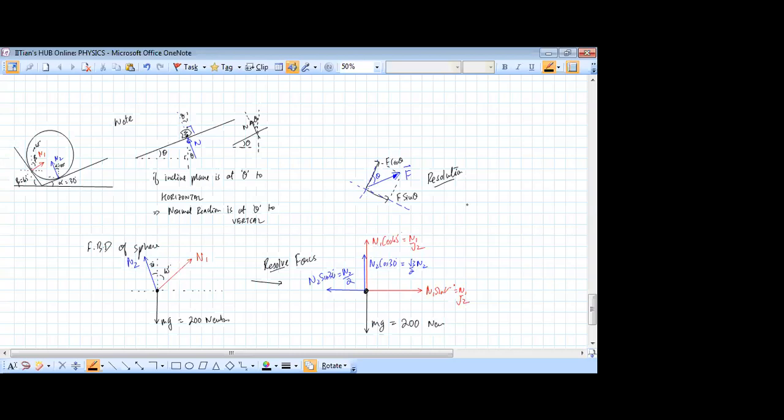Okay, so just remember this simple rule of thumb, that if any inclined surface is making theta with the horizontal, then any body here will experience normal reaction. Now that normal reaction force will be making that same theta with the vertical, because this angle is theta.